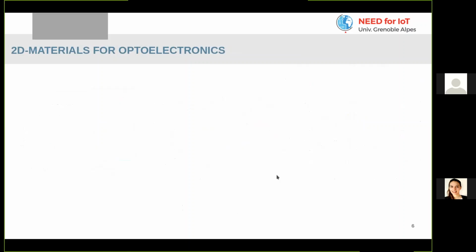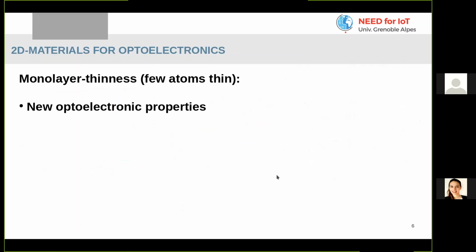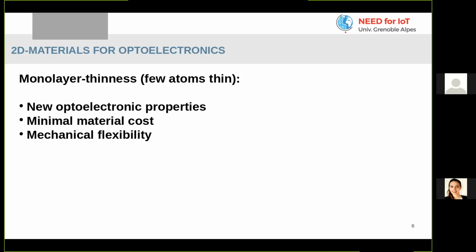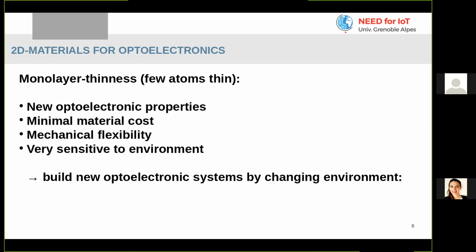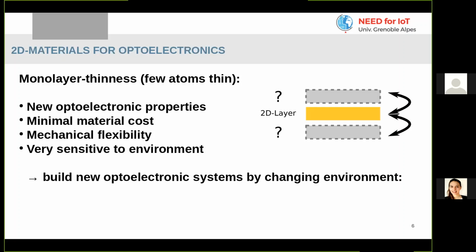So what can 2D materials do for our optoelectronics? Well, this monolayer thinness does a couple of things. We get new optoelectronic properties. We've seen that with graphite and also bulk TMDCs. We use very, very little material. We get mechanical flexibility. So these monolayers or bilayers are very flexible. And further, these 2D materials become very sensitive to the environment. So a 2D layer system will actually be very sensitive to what's above and what is below it. And that allows people to build completely new optoelectronic systems by changing the environment.